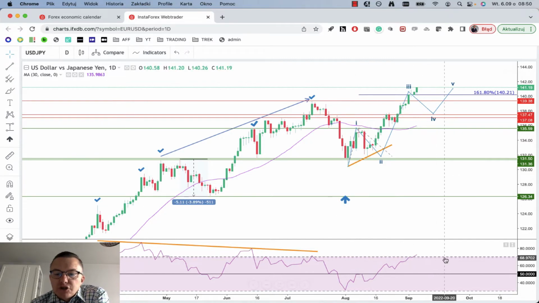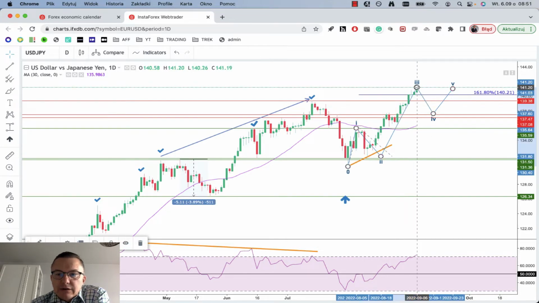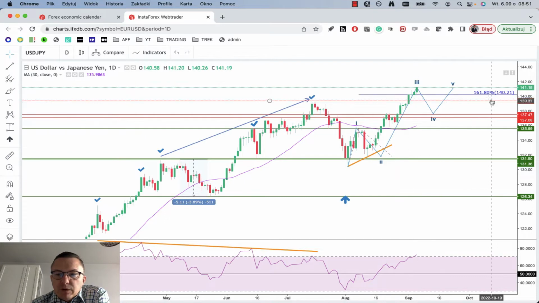We are right now just above the level of 70 on the RSI, which means this market has entered extremely overbought conditions and might soon do some sort of correction. As you can see, the recent high was made around the level of 141.20, and we are waiting for the wave 3 to complete. We are above the 161% extension of the wave 1. So right now we need to wait for the termination of the wave 3 and wave 4 as a corrective cycle to the downside.